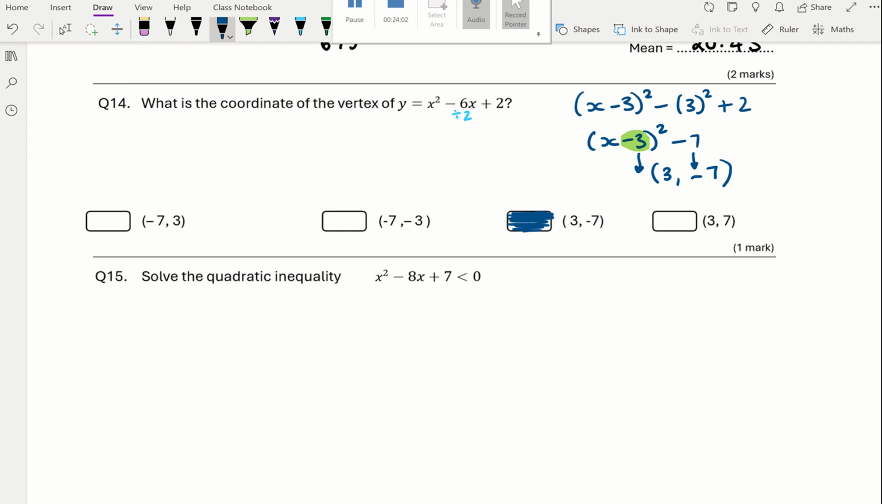Or you can differentiate: 2x minus 6 equal to 0. X equals 6 over 2, which is 3. And then to find y, you would substitute 3 into your original equation, and you will get negative 7.